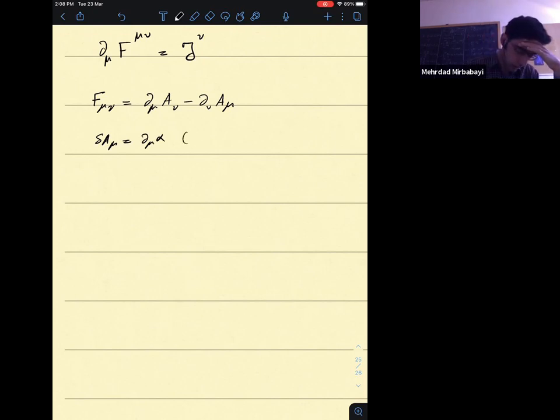So this is a redundancy of description, which we also call gauge invariance or gauge symmetry.